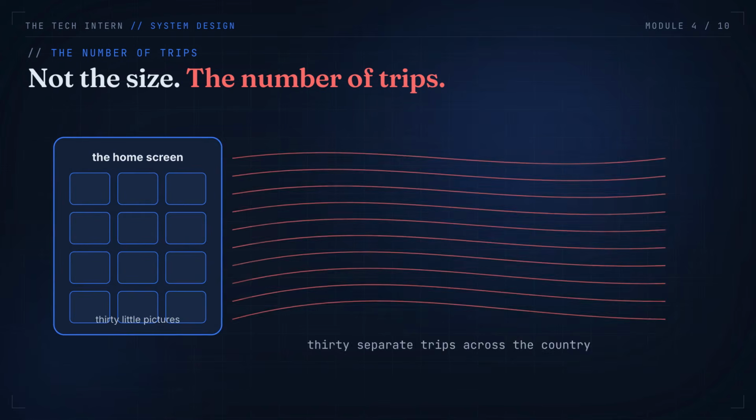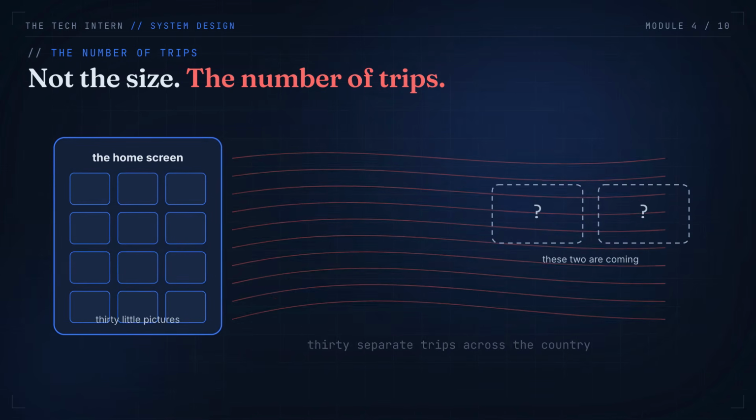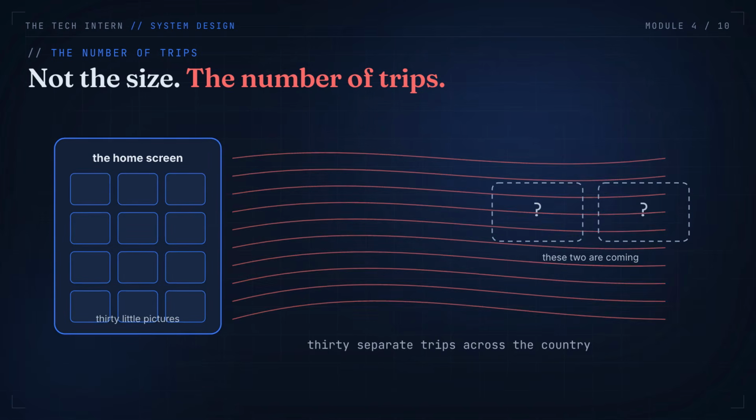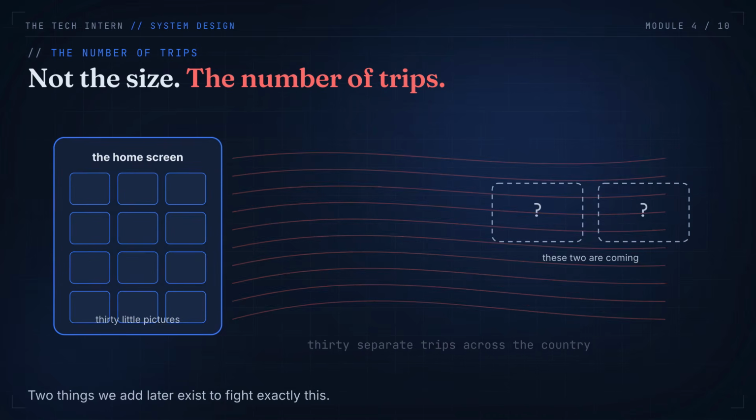Hold on to this one too. Two of the biggest boxes we add later exist to fight exactly this. One that stops the trip to the database, and one that answers from a machine much closer to the user.